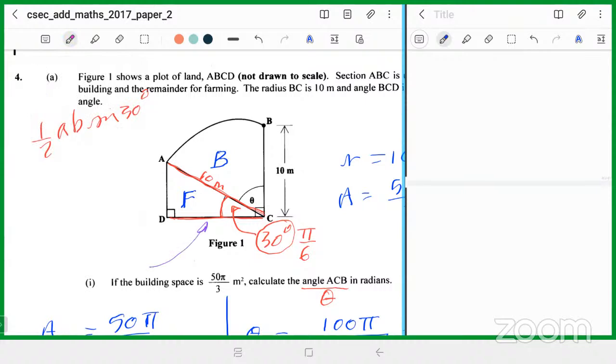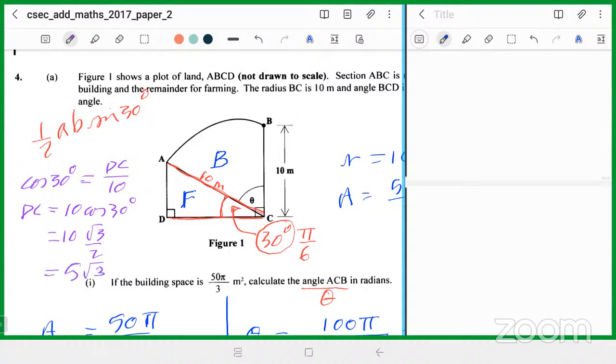To calculate this side, we could say cos of the 30 degrees, because adjacent, it is DC, over the hypotenuse is 10. Multiply by 10, so DC becomes 10 cos 30 degrees. Now cos 30 degrees is root 3 over 2. So this becomes 10 times root 3 over 2, which then is 5 root 3. 5 root 3 centimeters.